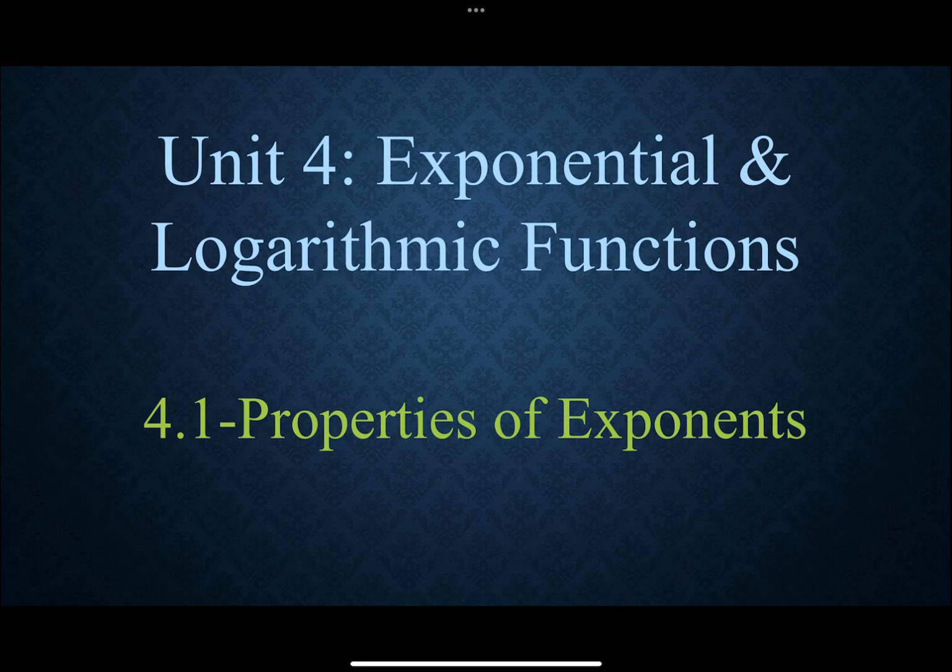Hey, welcome back. So today we're taking a look at Unit 4, exponential and logarithmic functions. We'll deal with exponents and logs, which are both actually inverse expressions of each other. So it'll kind of be a quick review of the idea of an inverse function from Unit 1.